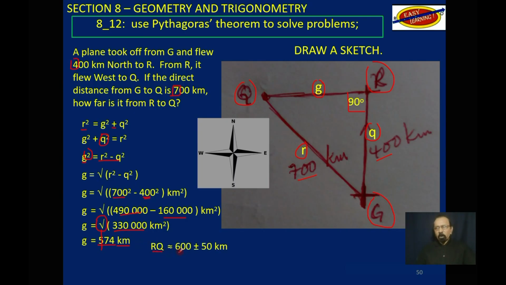So RQ is approximately 600, but since you are rounding off at the hundreds position, you take half of that position, not half of the 500, half of the position where that 500 is, which is the 100th position, and half of 100 is 50. So your answer is RQ approximately 600 plus or minus 50 kilometers.